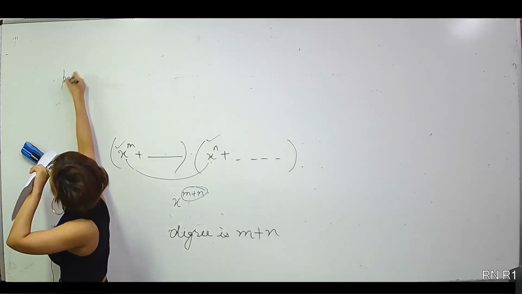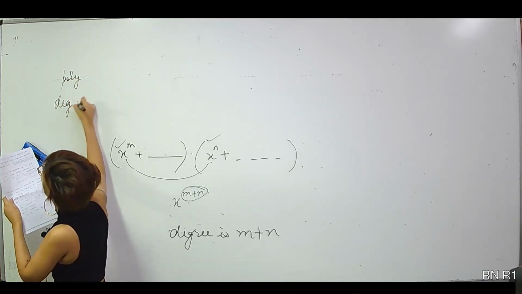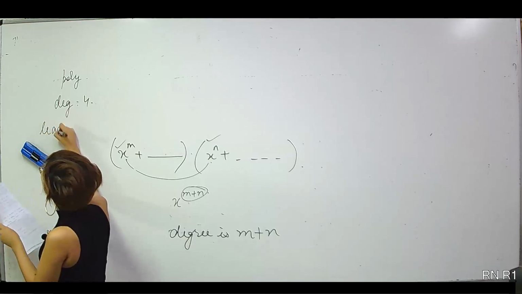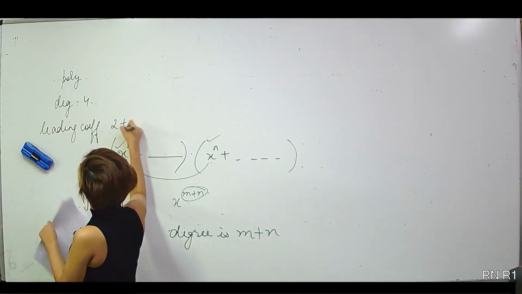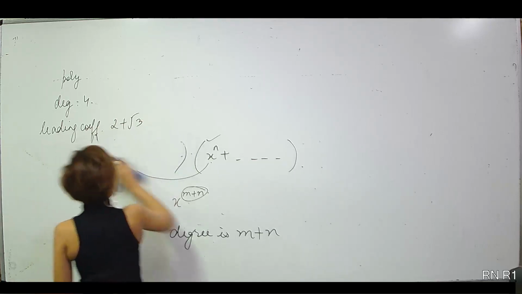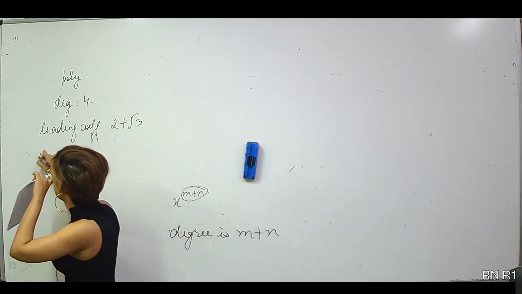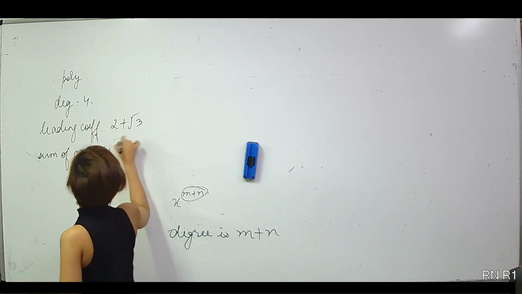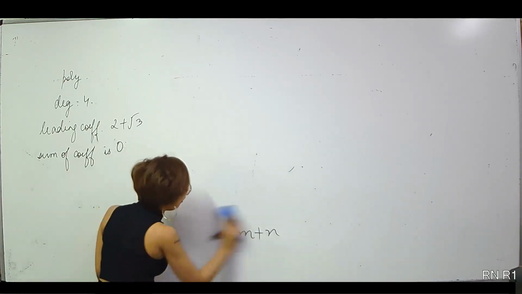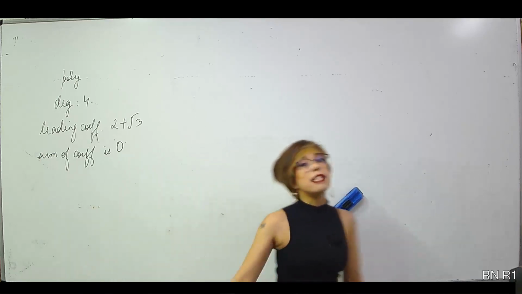Write down a polynomial of degree 4. Leading coefficient is 3. And sum of the coefficients is 0. As creatively as you can, because it's very fun to write the polynomials. Alright, I have sufficient time.